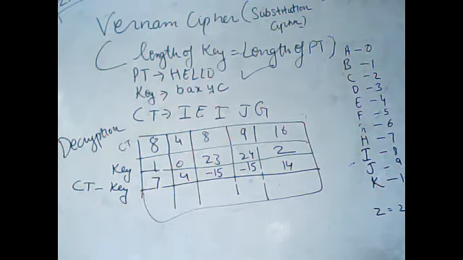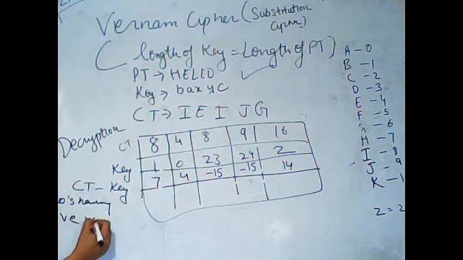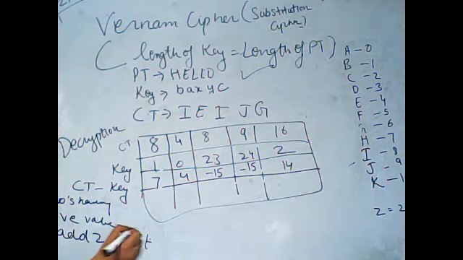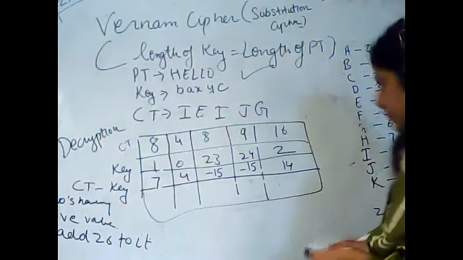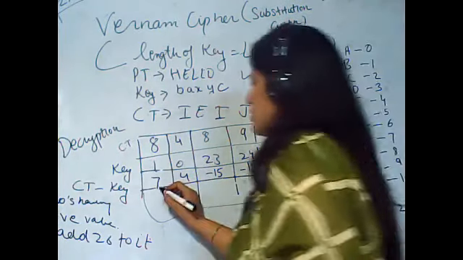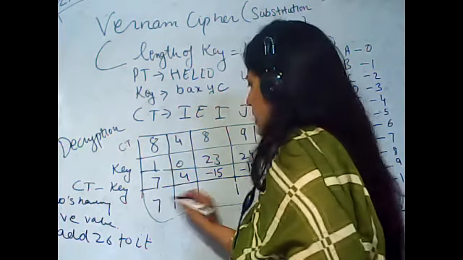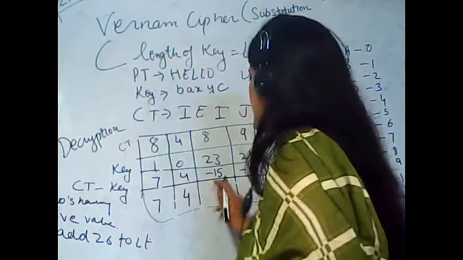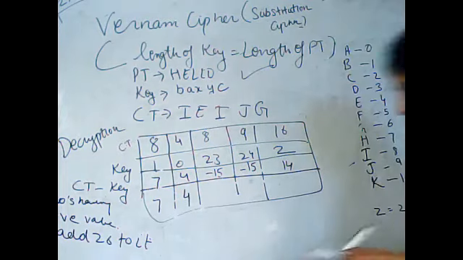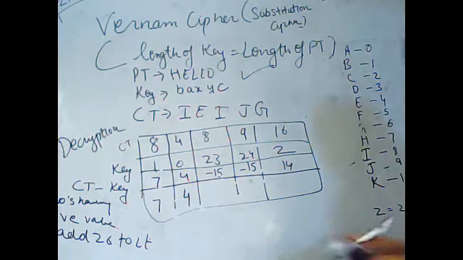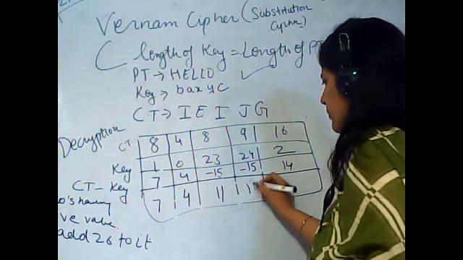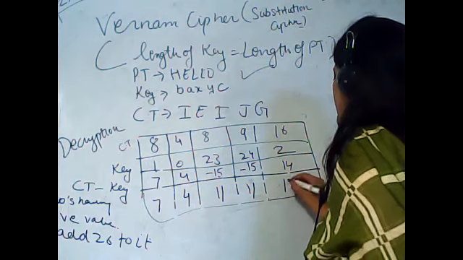If a number has a negative value, we will add 26 to it. So 7 will remain the same because its value is up to 26, and 4 will remain the same. We will add 26 to minus 15, and the answer we get is 11. Again we will get this 11. And here, there is 14.